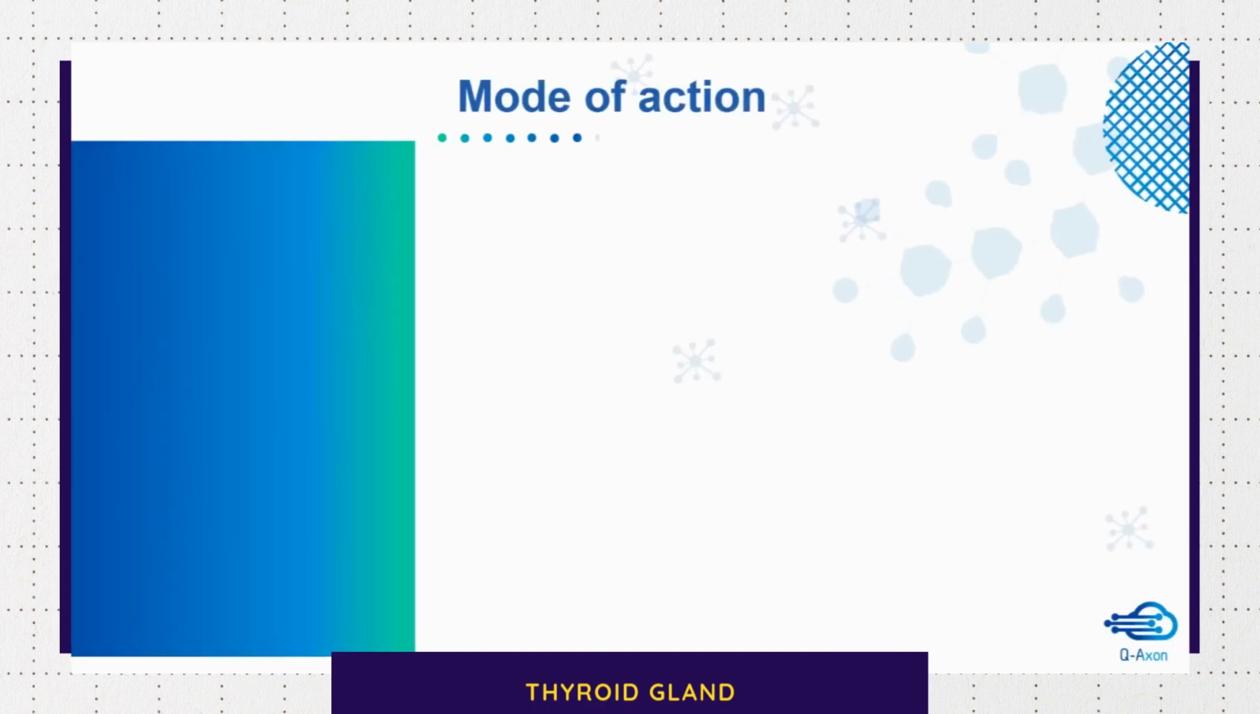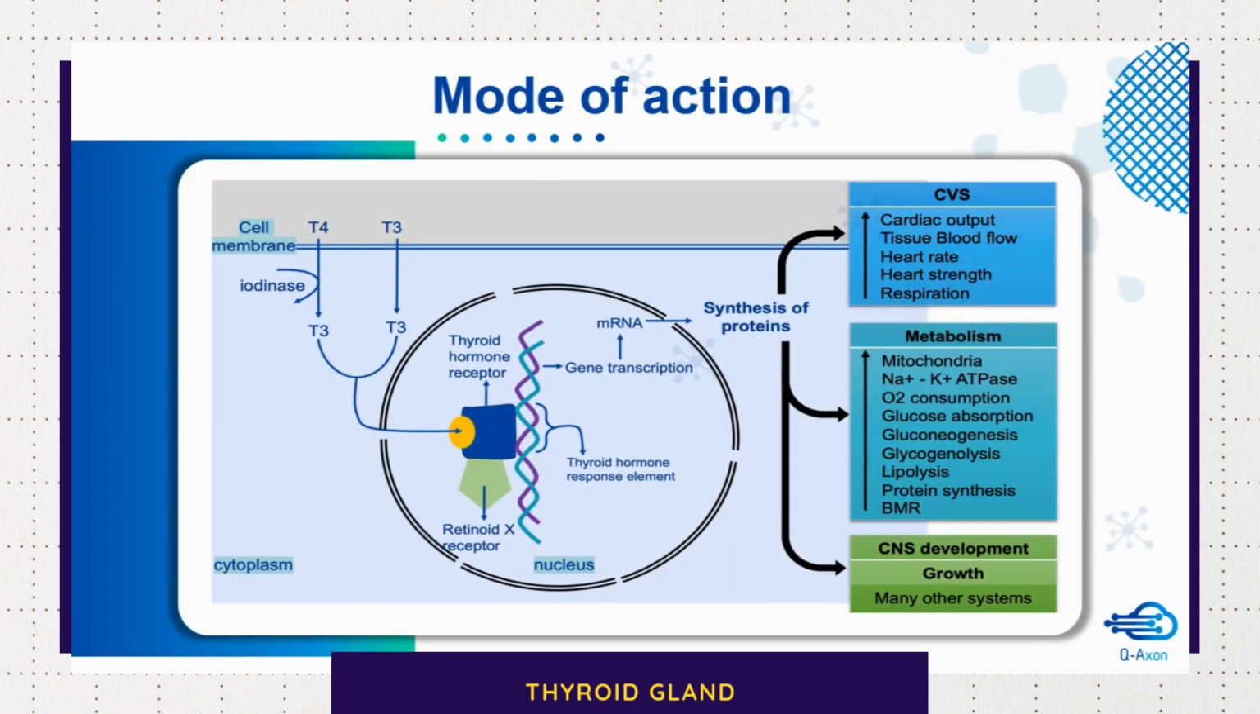Now let's see the mode of action of thyroid hormone. In the target cells, T4 is deiodinated to T3. The T3 that has been formed combines with the thyroid hormone receptor, which is placed in the nucleus. It is either attached to the DNA or in very close proximity to it. Apart from this receptor, we have another receptor called the retinoid X receptor. Now T3, when combined with this receptor, forms what is known as the hormone receptor complex.